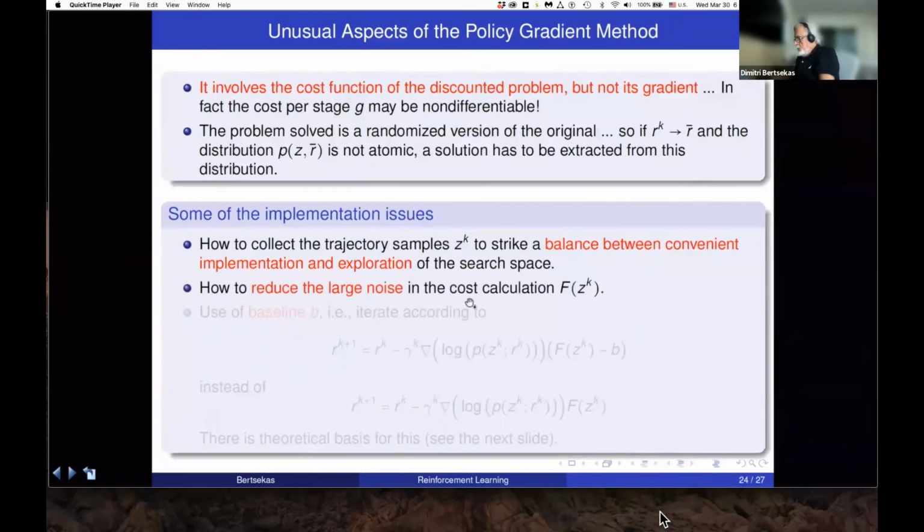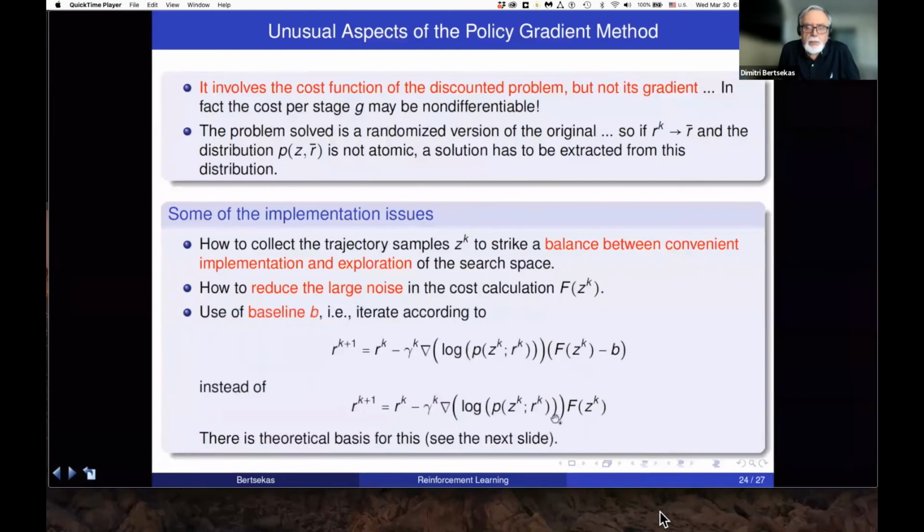Then you recall that the cost calculation in the context of discounted dynamic programming involves the cost function of the problem. Zk is a trajectory, a state-control trajectory, and this is random. So there's a lot of noise in the calculation of this sample. And then this noise enters into this formula. So this is a very, very noisy calculation.